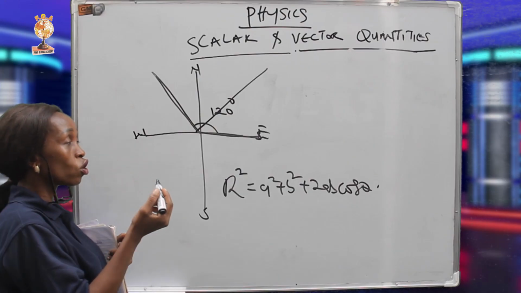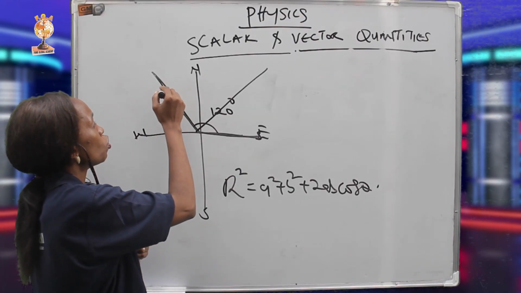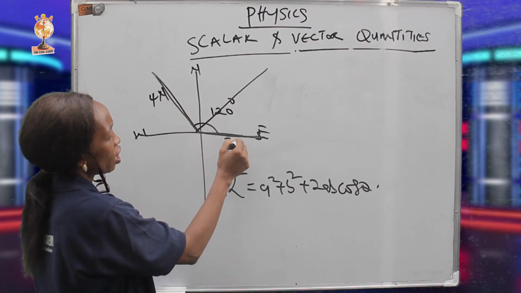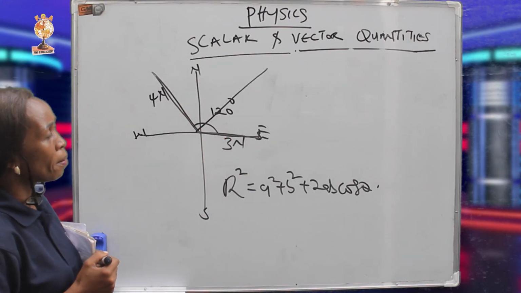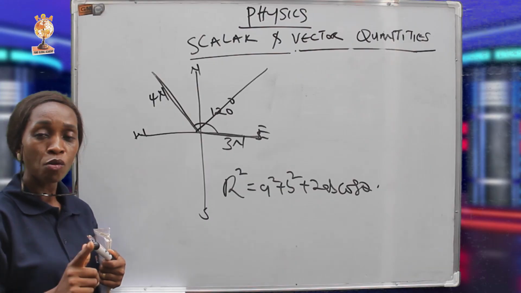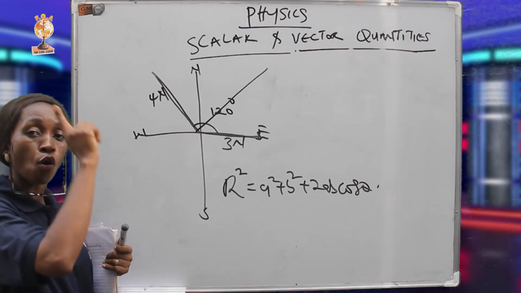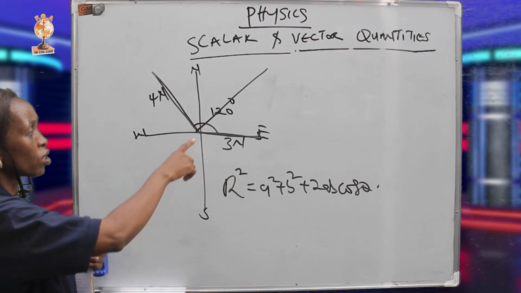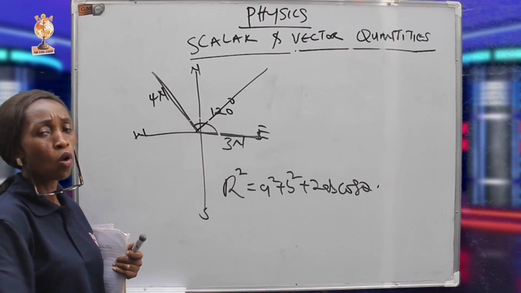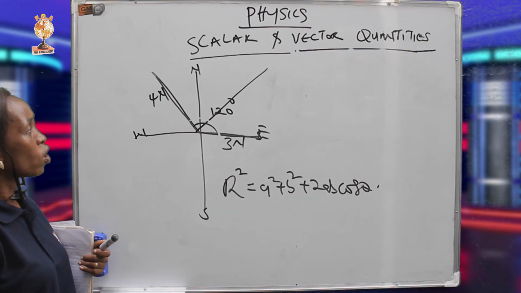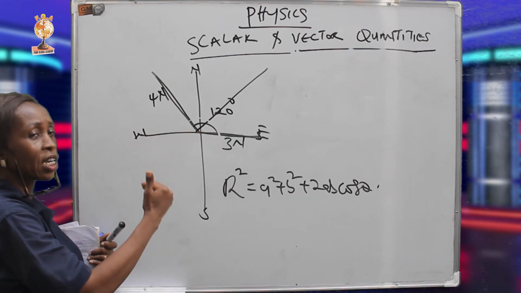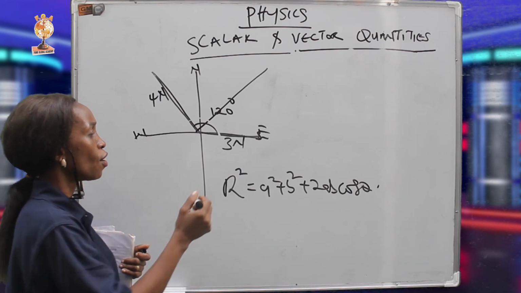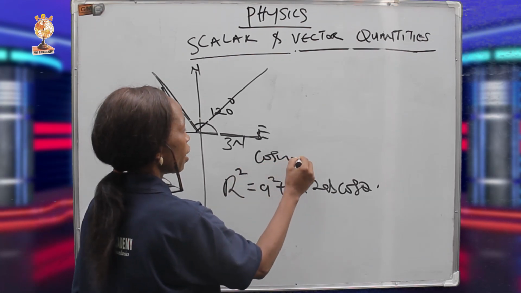Now let's still continue. We say this one is still 4 Newton. The other one is 3 Newton. Remember, they are no longer at a right angle to each other. It's now above 90 degrees. It's 120 degrees. From here to here now becomes 120 degrees. 120 degrees is not up to 180 but above 90 degrees. So I use the cosine rule.